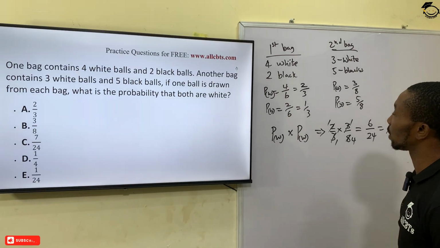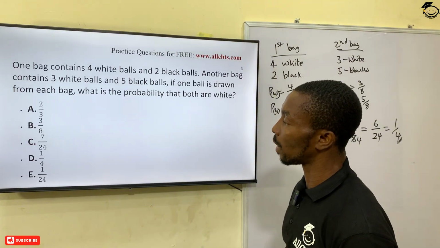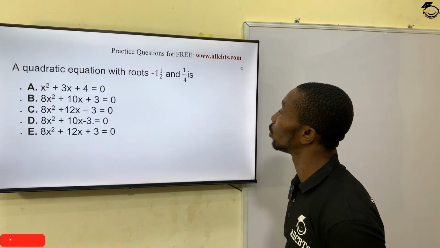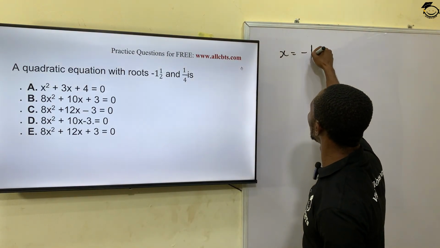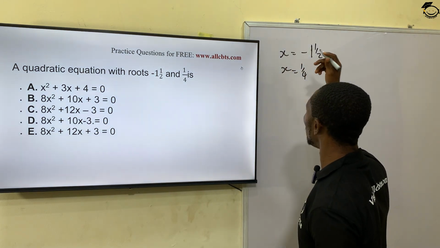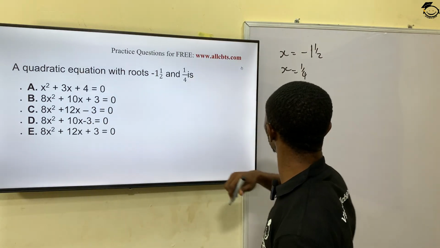So the probability that both will be white will be 1 over 4. A quadratic equation with roots x equals minus 1 1/2, and x equals 1 over 4 is, so we are looking for the quadratic equation that gave rise to these roots.